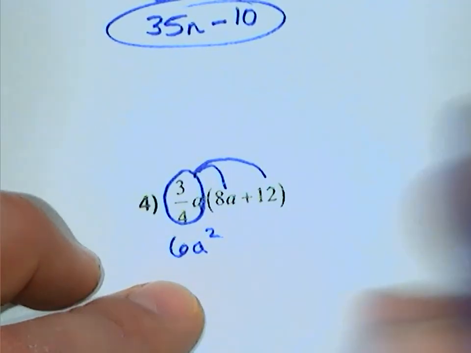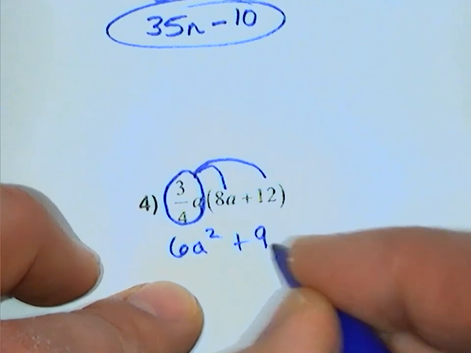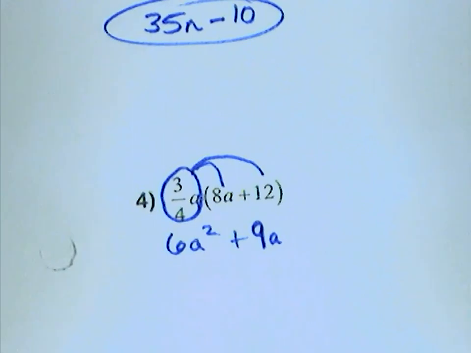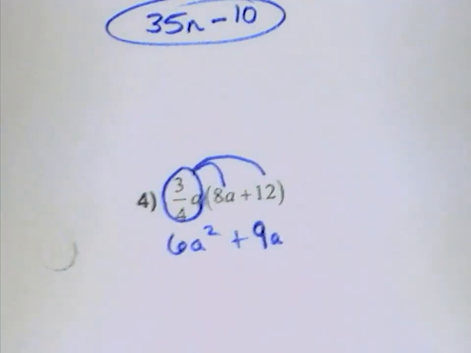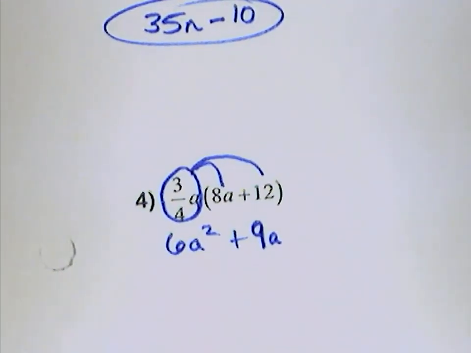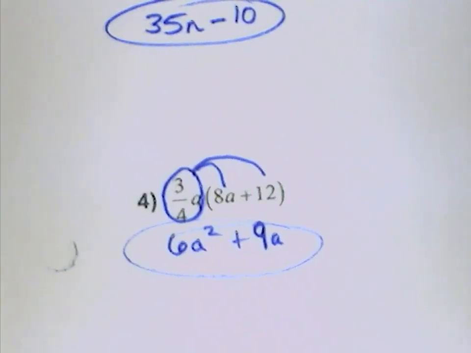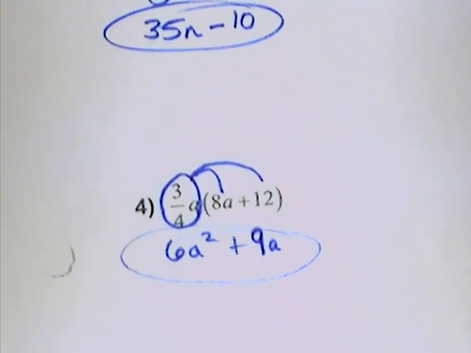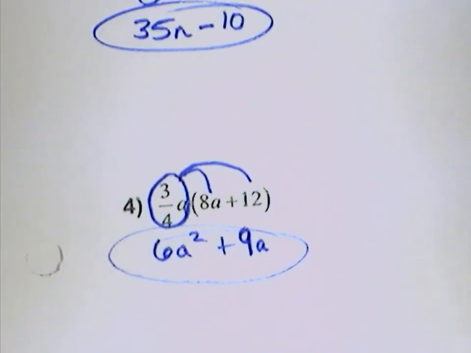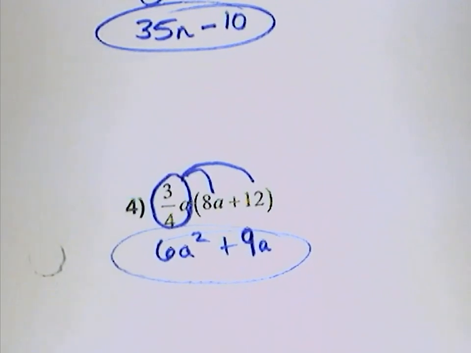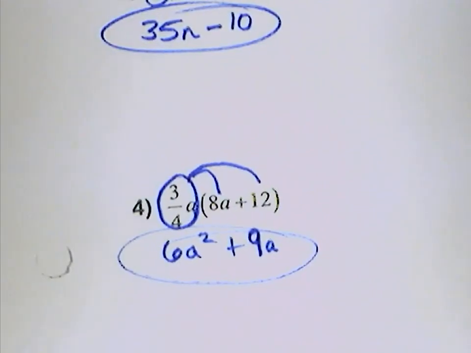9. So this is plus 9, and then there's no A. So A goes right there. So the final answer is 6A squared plus 9A. There's nothing else for me to do. That's it. Okay, fractions look super scary, but again, if you go off to the side or use your calculator, 3/4 times 12, press enter, I should get the coefficient in front.